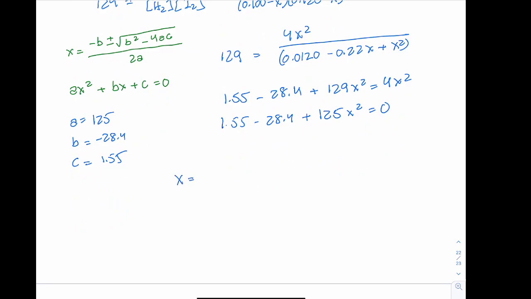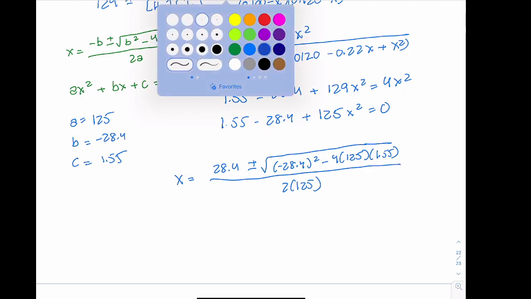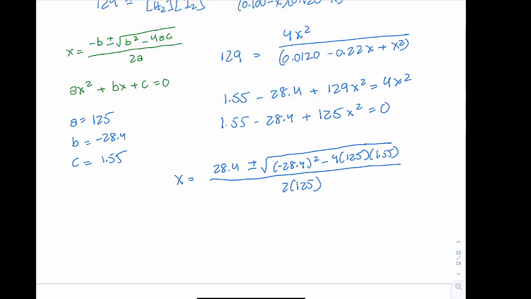So x is equal to negative b. Since b is already negative, it becomes positive, plus or minus the square root of b squared minus 4 times a times c, all over 2 times a. And then we will do the math there. We are going to get two values, right? I'm doing plus or minus, so 28.4 plus the square root and everything underneath it, and then minus again. So we do get two values.